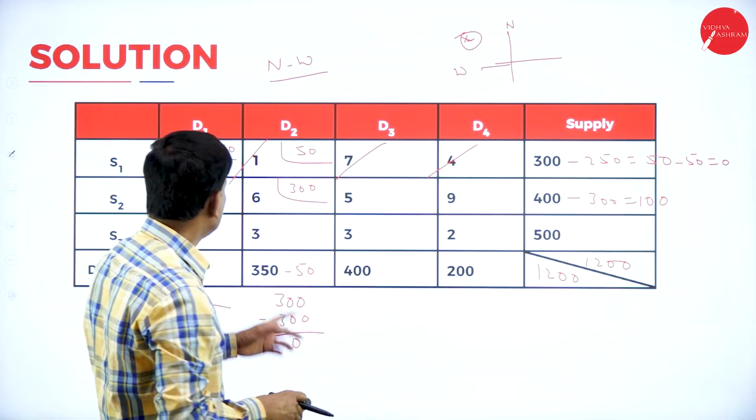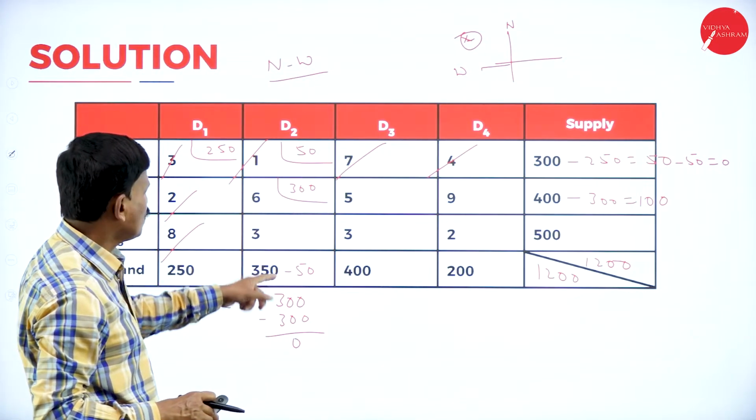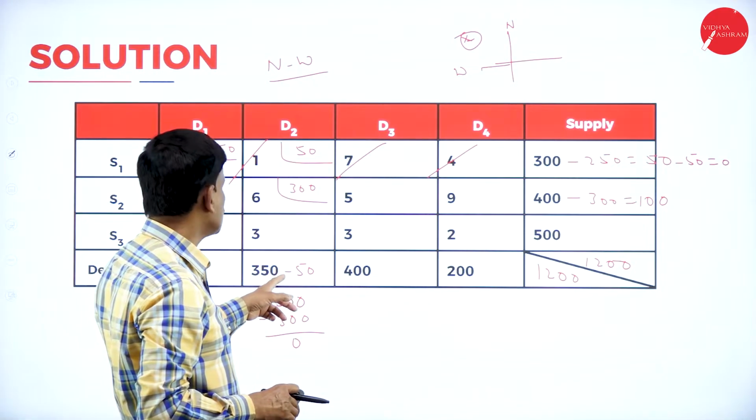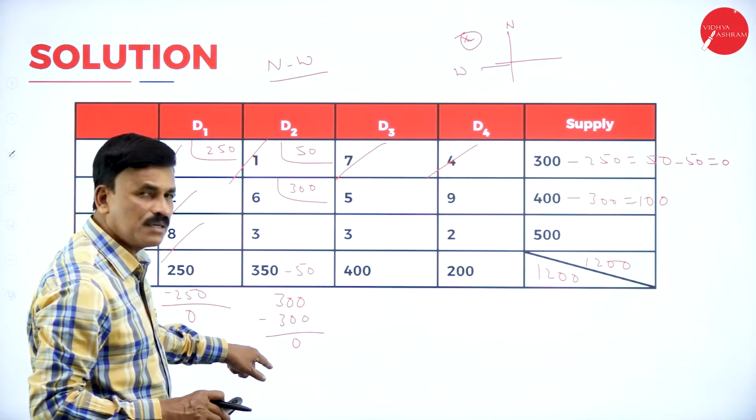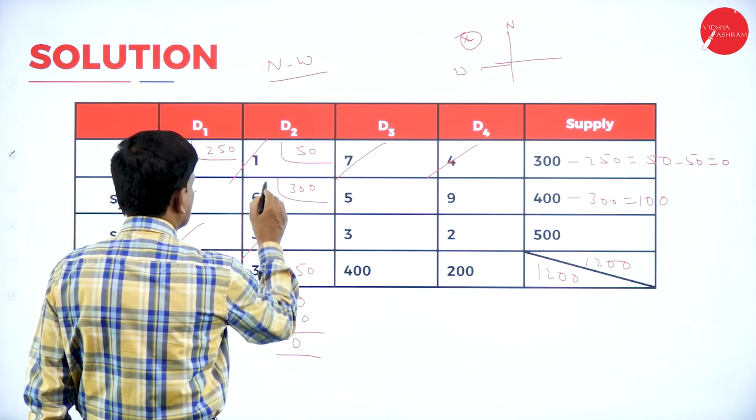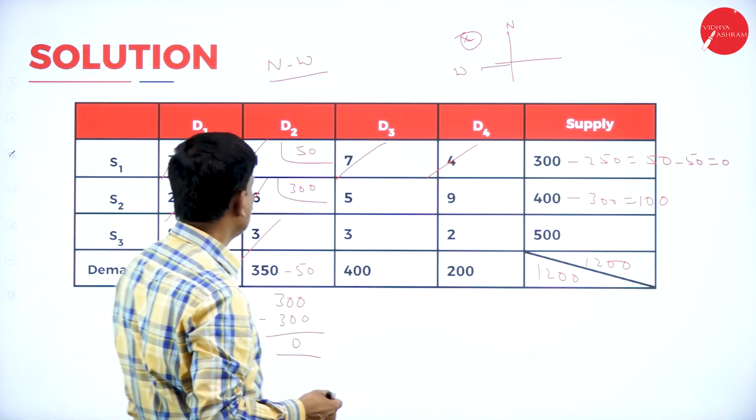Okay, just find out the next northwest element. 6 is the northwest element. Find out the least value in supply and the demand. 300 is the least value. We are going to subtract 300 from this. 300 minus 300 is 0. Once all the elements are 0, we can cancel this. Here 400 minus 300 is equal to 100.